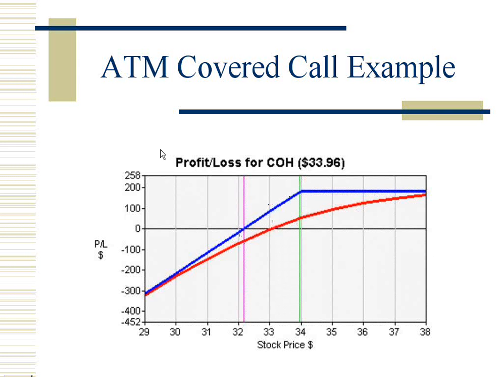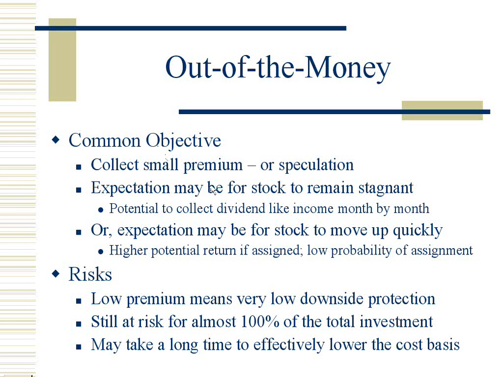Okay? Out of the money, what we saw in that chain, we're going to collect a smaller premium. We can have two objectives here. I've done this both ways with an out-of-the-money covered call position. One is, I like the stock. I'm planning on holding it for a long time. I sell the out-of-the-money call in the expectation that the stock's going to remain around the same price or move up a little bit. My goal is potentially to collect a dividend-like income on a month-by-month basis.